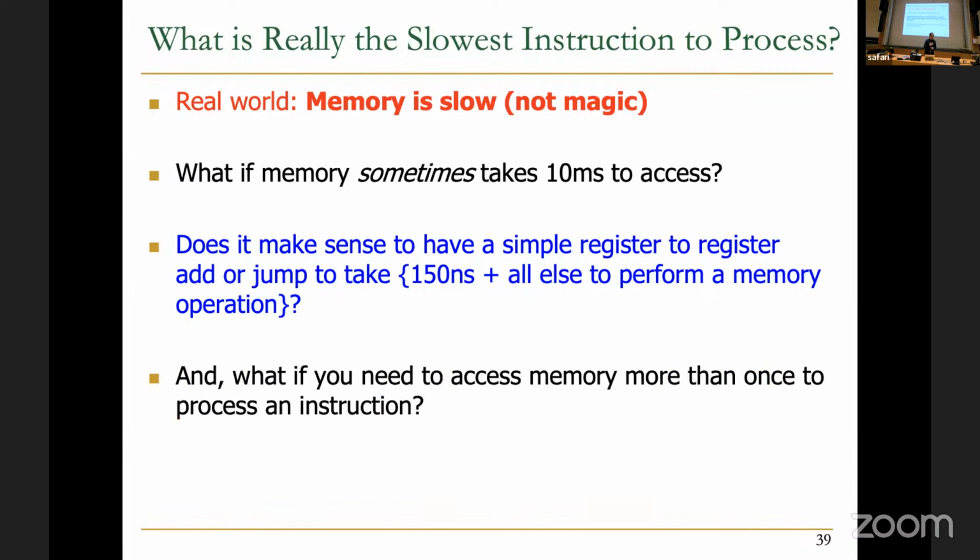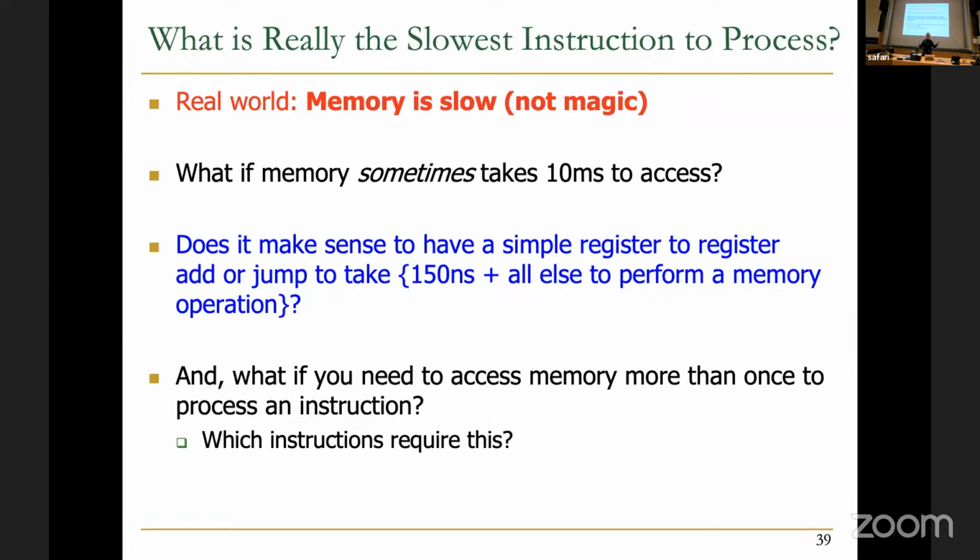And then, of course, the problem is even worse, right? What if you need to access memory more than once to process an instruction? Actually, every instruction requires one memory access, right? You need to fetch the instruction, right? This is actually a good question also. Which instructions require memory access? Every instruction requires memory access because you have to fetch the instruction first, right? But some instructions require multiple memory accesses, like load. You have to fetch the instruction and fetch the data.